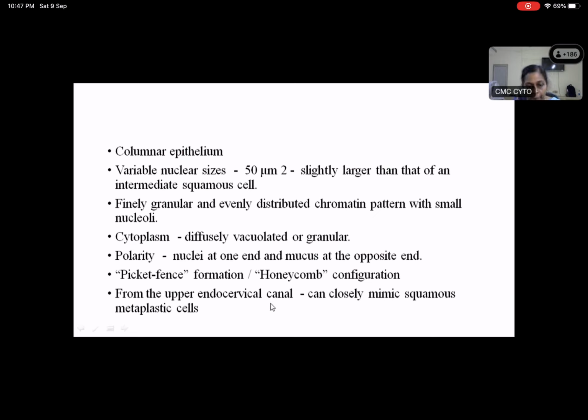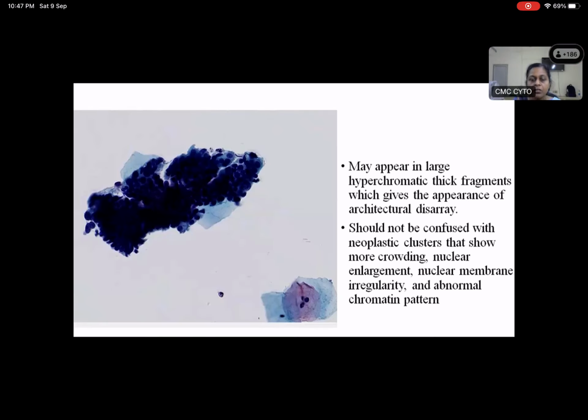And you need to remember that when it is from the upper part of the endocervical canal, the cells can very closely mimic squamous metaplastic cells. Quite often, we are unable to differentiate between the two. So sometimes these cells can even appear like this, what we call hypochromatic crowded groups.